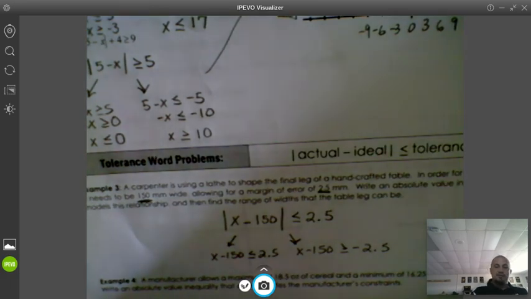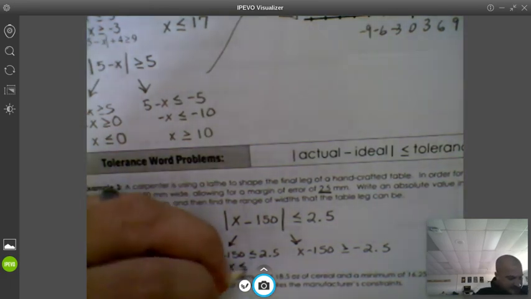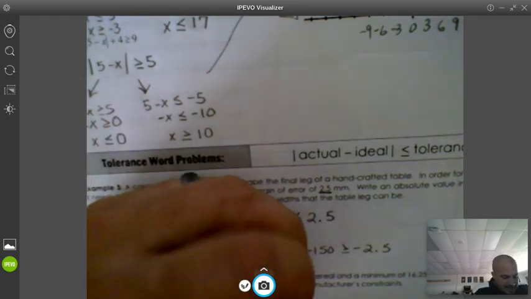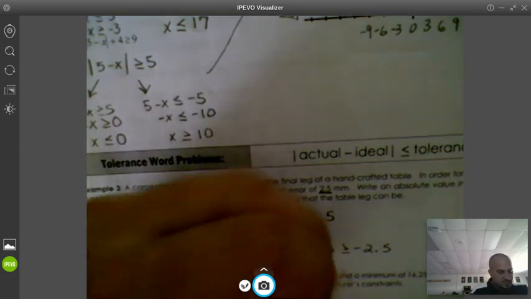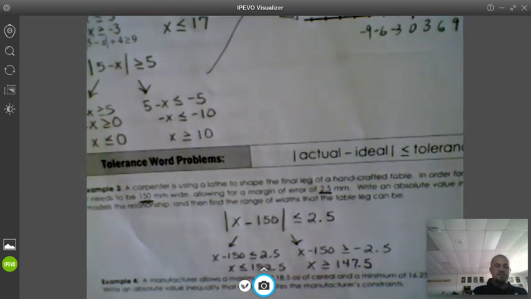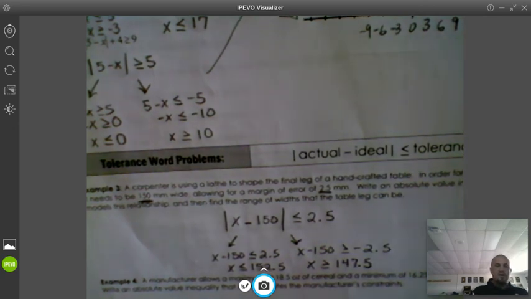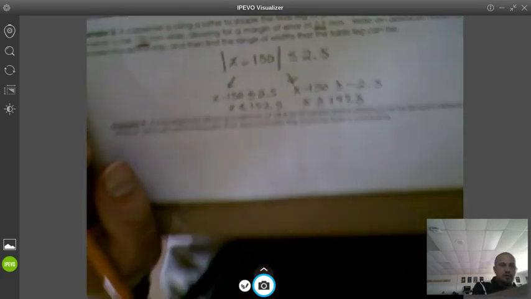So then we're going to add 150. So x is less than or equal to 152.5. And x is greater than or equal to, if you add 150 to negative 2.5, you get 147.5. So for this leg, we want it to be somewhere between 147.5 and 152.5. And that's the tolerance. Let's go to example 4.